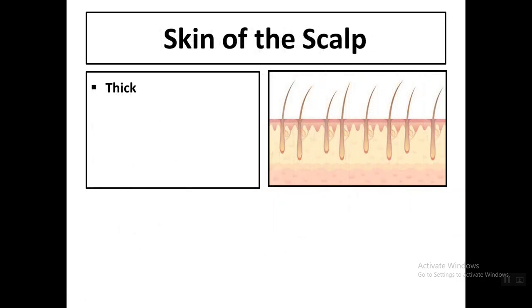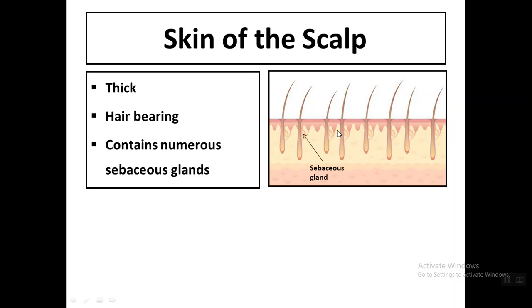First, we will take the skin of the scalp. What are the features of the skin of the scalp? First of all, it is thick, hair-bearing, it is hairy area, يميز بوجود الشعر, and it contains numerous sebaceous glands. يعني هناك غدد دهنية موجودة بكثرة، وهذه لها فد أهمية خصوصا بوجودها في skin of the scalp. So these are the features of the skin of the scalp. So it is thick, hair-bearing, and contains numerous sebaceous glands.